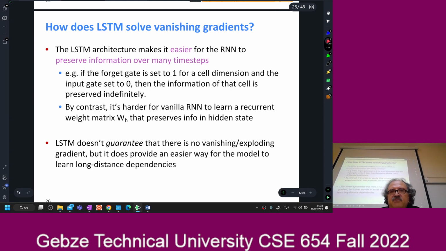The LSTM architecture makes it easier for the RNN to preserve information over many time steps. If the forget gate is set to 1, remember forget gate can produce values between 0 and 1, and the input gate is set to 0, then the information of that cell is preserved indefinitely. Okay? In contrast, it is harder for a vanilla RNN to learn a recurrent weight matrix.